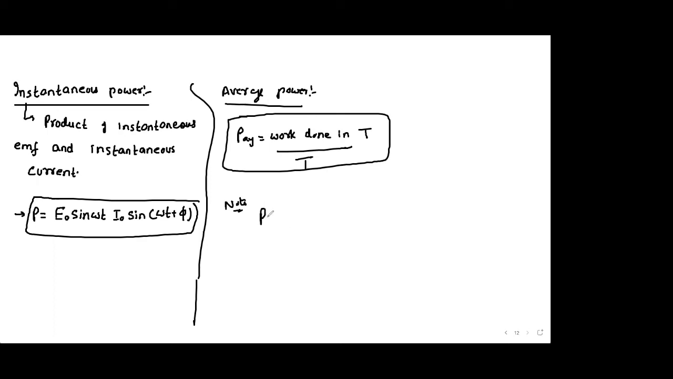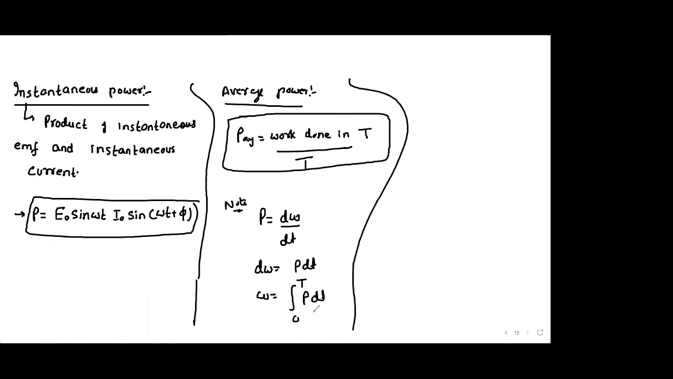First, you can use instantaneous power, which is dW over dt. Your work done comes out to be P dt. For the whole cycle, you can calculate your work done as... there's very small chances to get this calculation, but this is your work done in time T. Average power is just integral 0 to T of P dt divided by T. That's it.